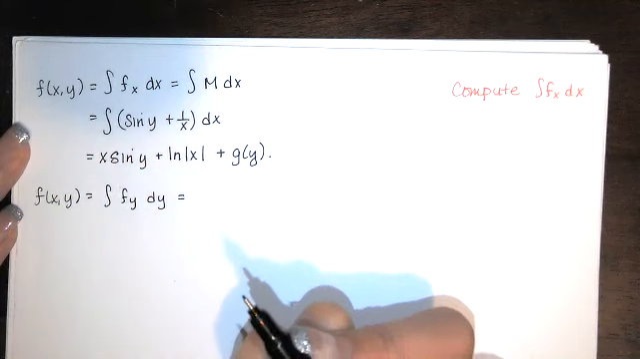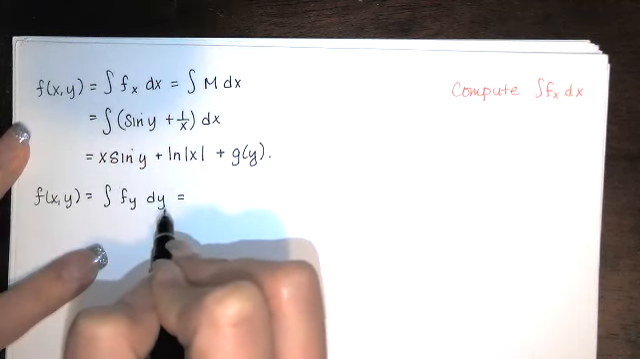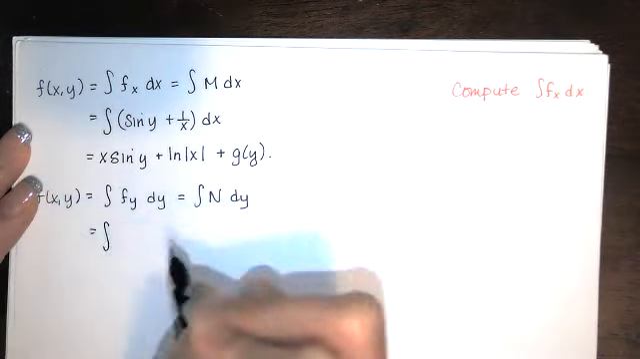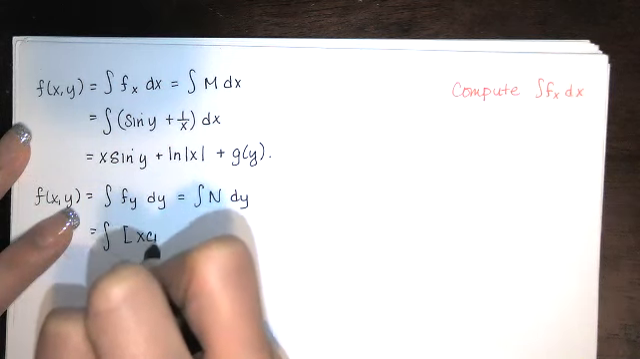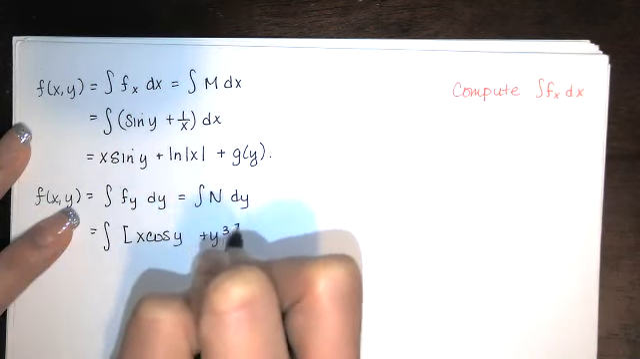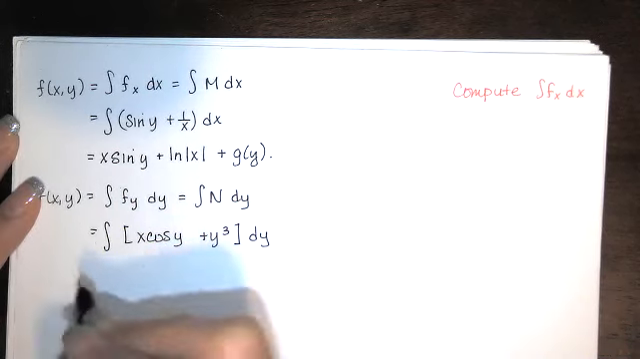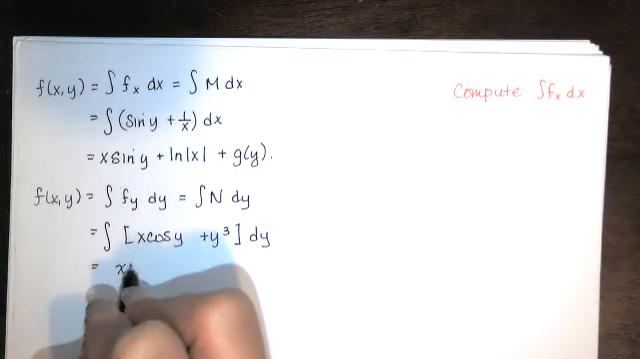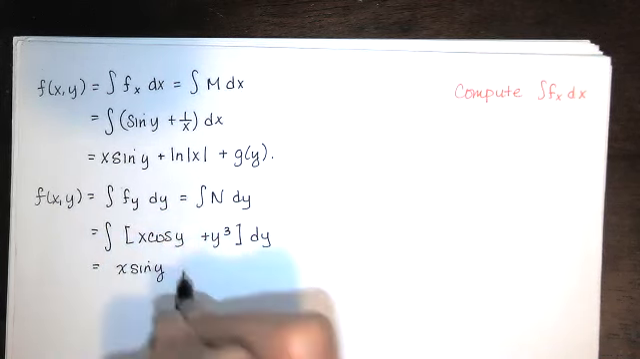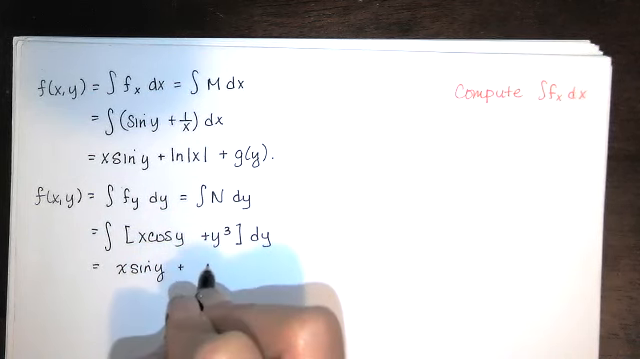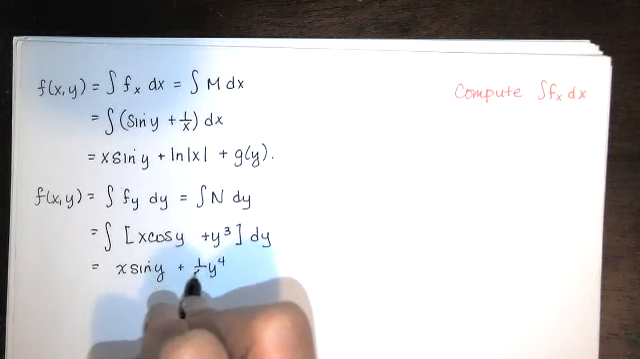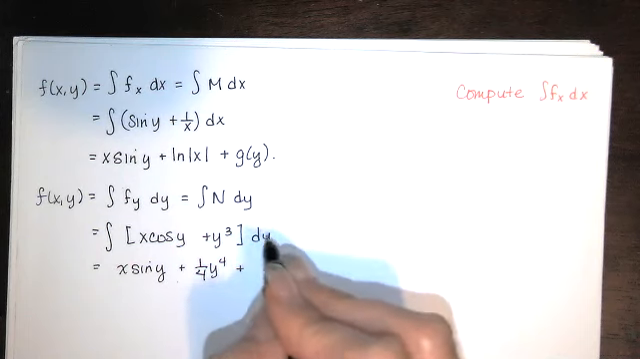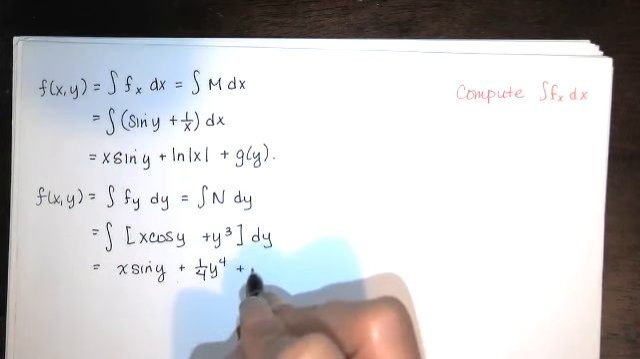And then you need to compute the antiderivative of the partial of f with respect to y, with respect to y. So x is a constant, I bring that down. The antiderivative of cosine of y with respect to y is sine of y. And the antiderivative of y cubed with respect to y, I add 1 to the exponent and divide by the new exponent. And then I need a constant of integration that's constant with respect to y, but not necessarily with respect to the other variable x.